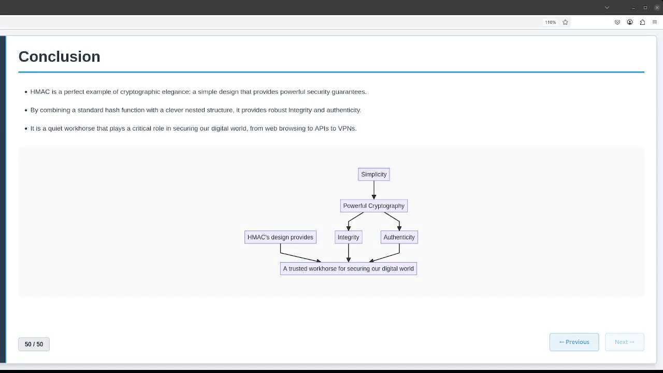Conclusion. In the world of cryptography, simplicity is often a virtue. HMAC is a testament to this principle. By combining a standard cryptographic hash function with a simple, clever, and mathematically sound nested construction, it provides a powerful and versatile tool for ensuring data integrity and authenticity. From securing your web browsing with TLS, to authenticating API requests, to forming the foundation of modern key derivation with HKDF, HMAC is a quiet workhorse that plays a critical role in securing our digital lives. Understanding its design is a key step in understanding modern applied cryptography.